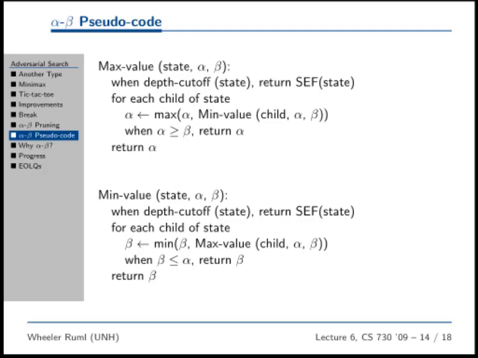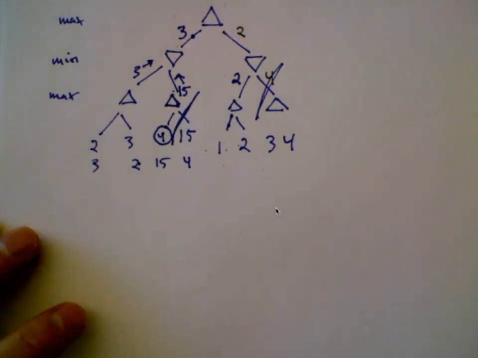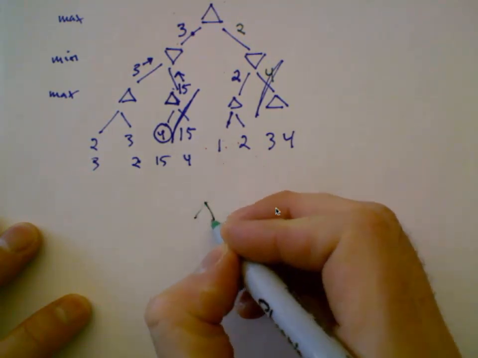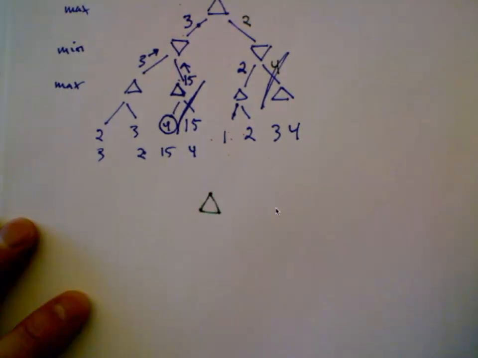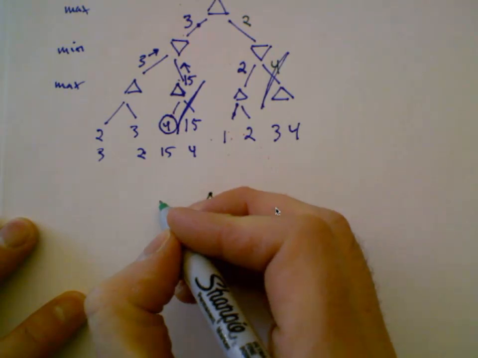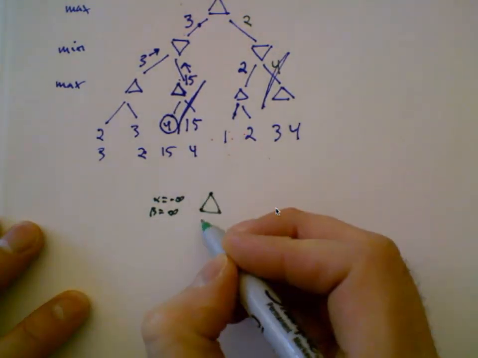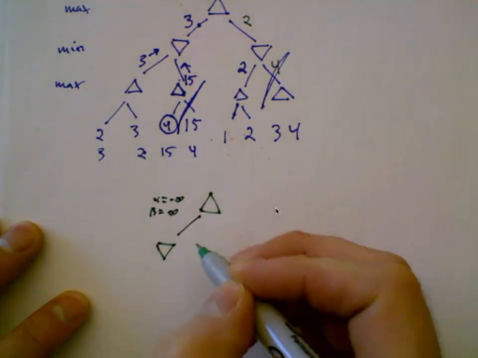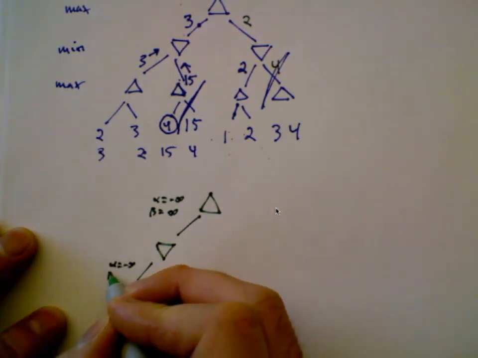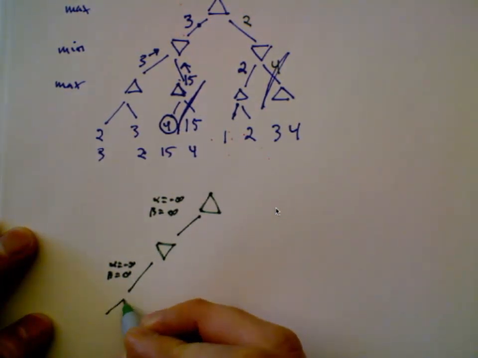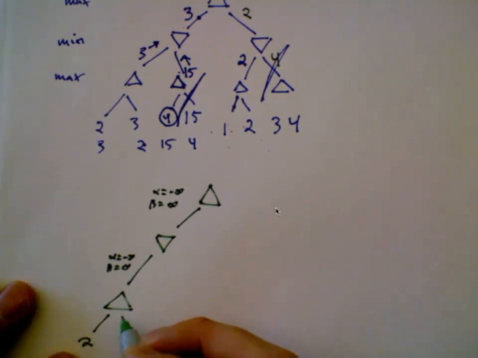So let's see if I can successfully run this in an example in class without my notes. Okay, so let's just do that same example with the alpha and beta values. And we're going to end perfectly on time. So right here, as we head down, alpha is negative infinity and beta is infinity. And right here, alpha is still negative infinity and beta is still infinity. And we hit this max node. And then we hit a 2.